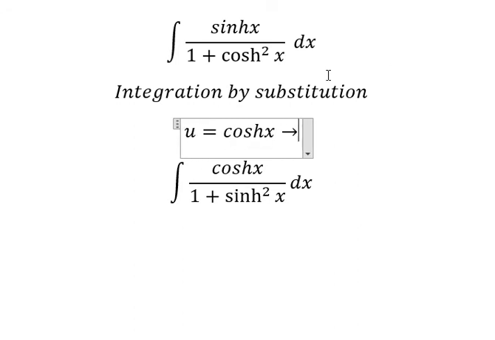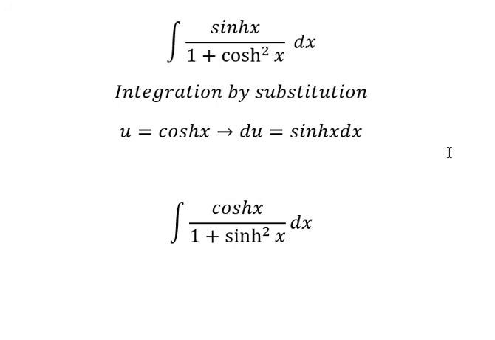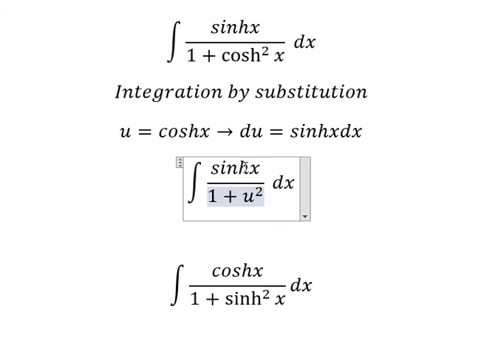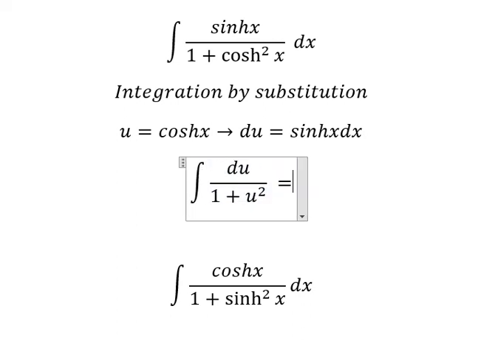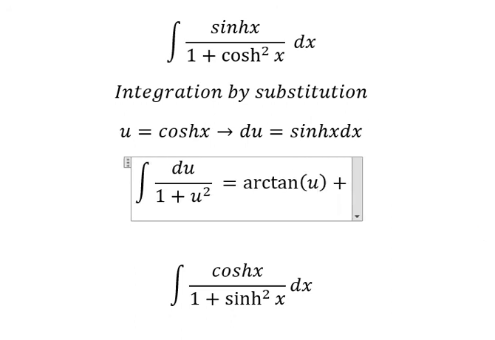And then if we first take the derivative of both sides, you get du equals sinhx dx. So this one in here, we change by u and you get u squared. Sinhx dx we change by du. The integration of this one, you get arctan of u. And we put c.